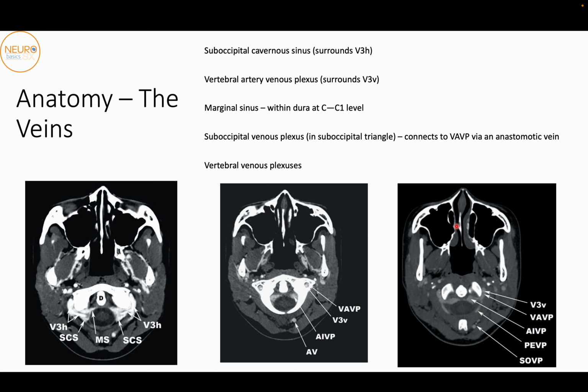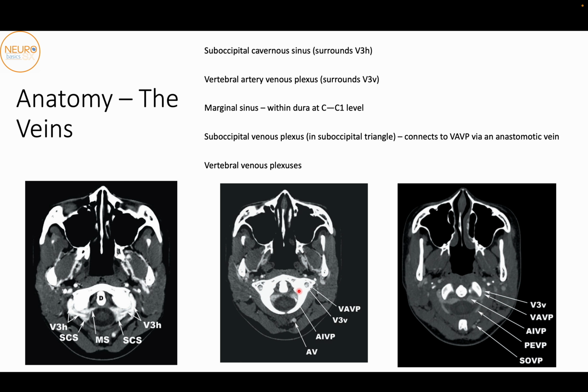Right, a slightly more complicated concept to understand is the different veins in the region. So there are a lot of veins present in the region, and we can actually see this on imaging. The clinical significance of this is a little bit questionable, but we'll just discuss what the different veins are which are visible on imaging. So there are some particular venous sinuses which have been named in this region. So there is something known as the suboccipital cavernous sinus. This is the part of the venous plexus which surrounds the horizontal segment of V3. So as you can see, this part is the V3 horizontal segment exiting the transverse foramen and running behind the C1 lateral mass. This is surrounded here by the suboccipital cavernous sinus.